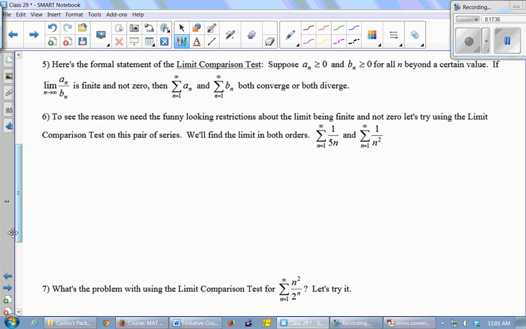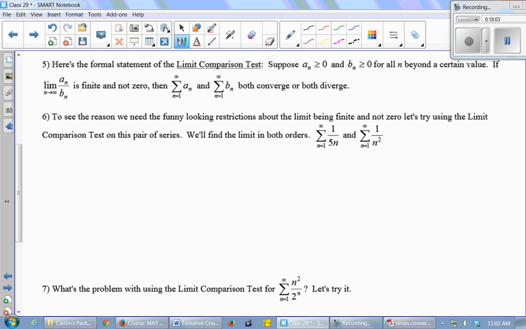So here's the formal statement of the limit comparison test. If all your terms are positive, so this only works if every term of your series is positive, well, beyond a certain value. You can have a finite number of negative ones. If the limit of the terms of one series over the terms of the other series is finite and not zero, then both of these sums do the same thing. They either both converge or both diverge.